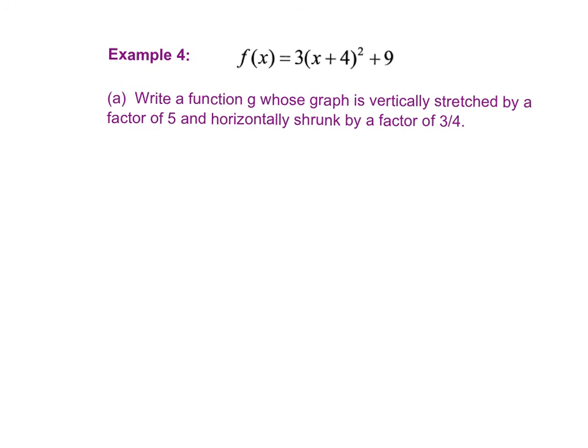In our final example here, we're going to put a vertical and a horizontal change in here. So it says we're writing a function g, so we're going to start off by writing g of x. It has a vertical stretch by a factor of 5. So we're going to start with that. Remember, a vertical stretch multiplies the outside by your a value, which in this case is 5. So we're going to multiply the entire function, which is right here.